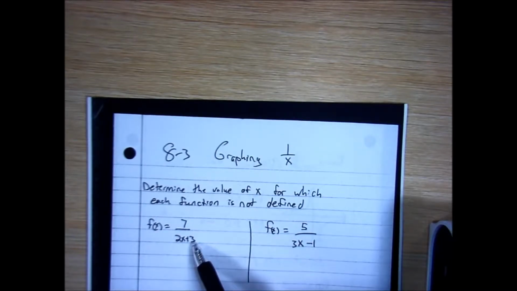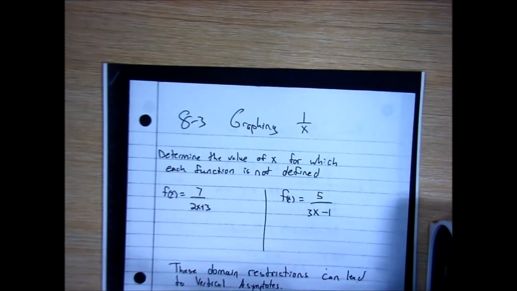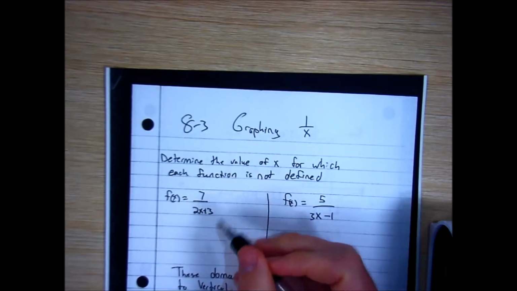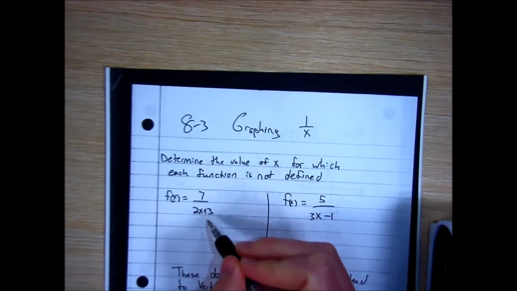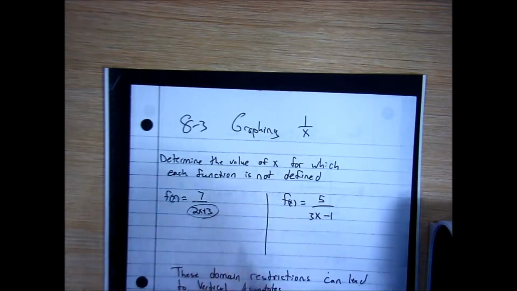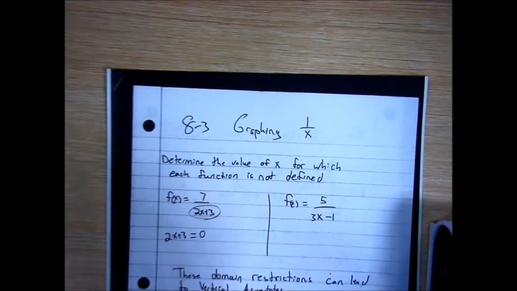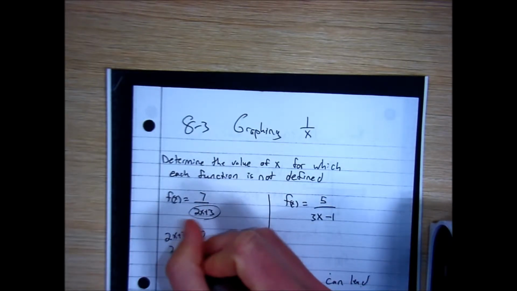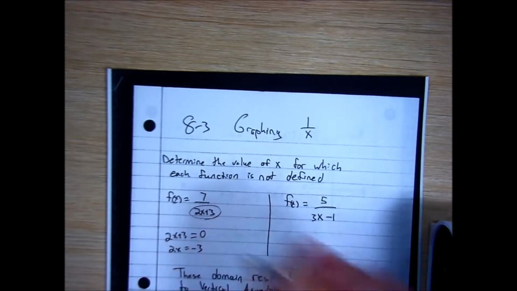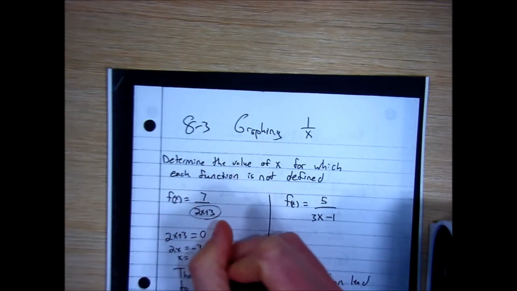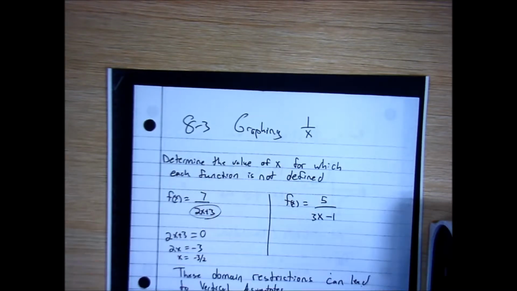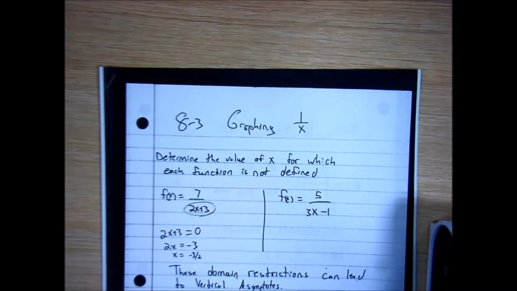Alright, so we start off easy here. Remember, what makes a function not defined is if it equals 0 in the denominator. So we need to figure out when this would equal 0. When does 2x plus 3 equal 0? We're going to subtract 3 and divide by 2, and we'll get negative 3 halves, or negative 1.5.